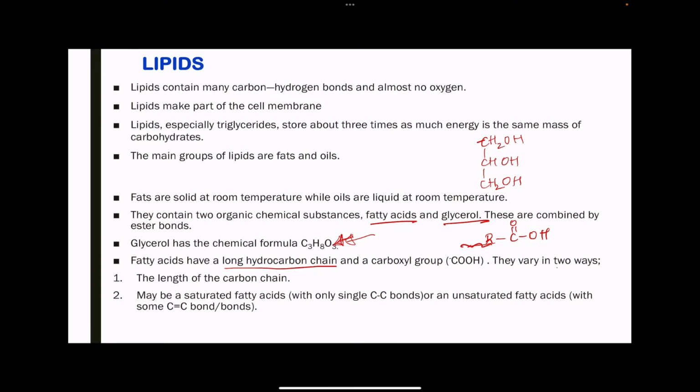These fatty acids can vary in two ways. It could be the length of the carbon chain, which is going to be that. It could be a shorter length or a longer length. And then some of these groups here, the R groups, could be saturated or unsaturated. If it's saturated, it means it contains carbon-carbon single bonds only. And if it's unsaturated, then it contains carbon-carbon double bonds as well.